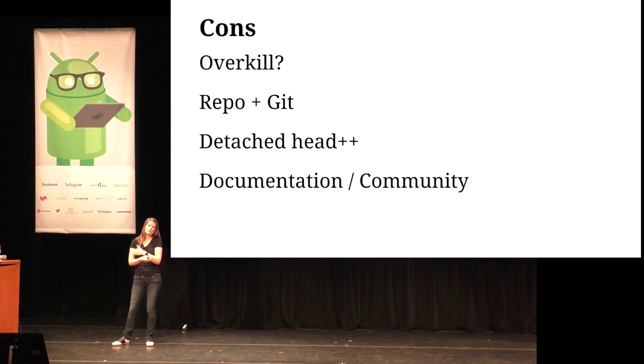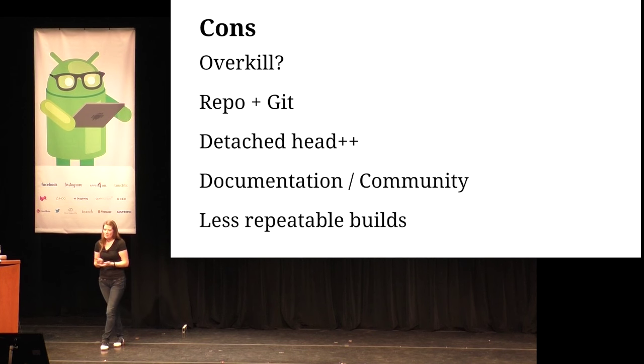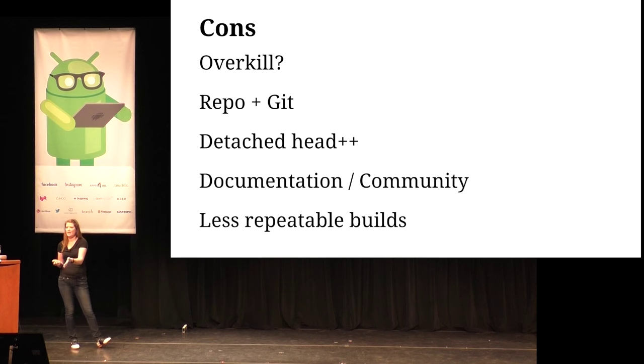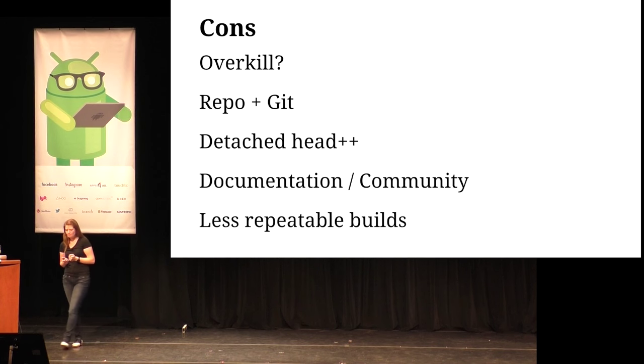And even though this is the tool that Google uses for Android, again, it's not like Git, which is used for all platforms and all languages. So you might find that there is less documentation or community than you wanted around this tool if you're confused by what it has done. And then a less repeatable build, because if you are relying on the most recent commit of a branch and that branch changes, now even though your manifest hasn't changed, your CI builds are changing. So if that's important to you, you won't get that here.